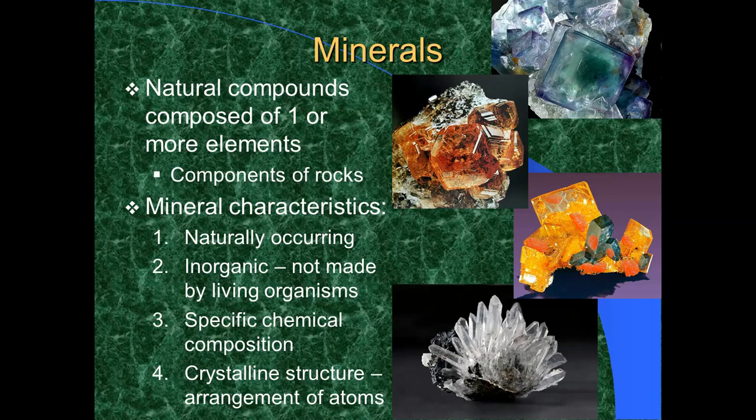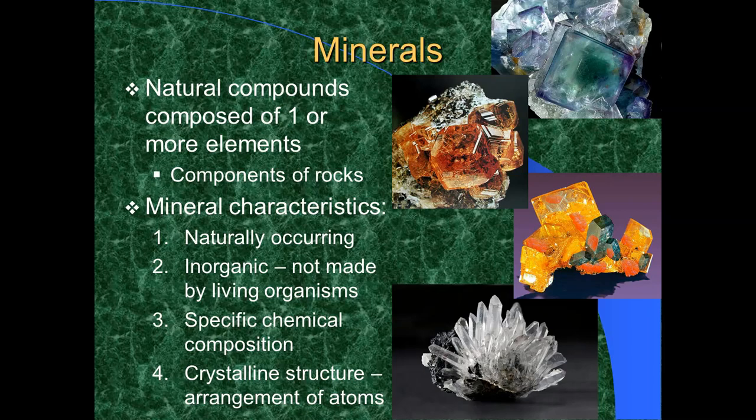1, you are naturally occurring, which means that any synthetic gemstones, like cubic zirconia, are not considered minerals because they're man-made. 2, they're inorganic, which means they're not made by living organisms. 3, they have a specific chemical composition. I'm going to talk a little bit more about this here in a minute. And number 4, they have a crystalline structure. This is a very orderly arrangement of the atoms on an atomic level.